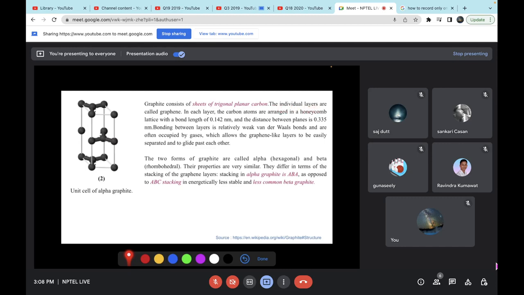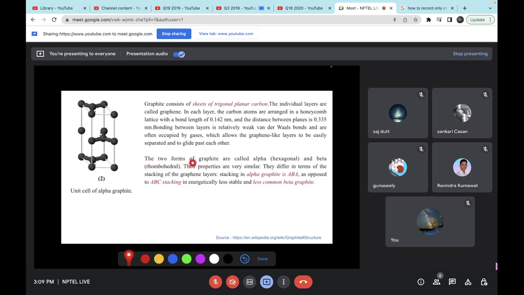The individual layers are called graphene. In each layer, the carbon atoms are arranged in a honeycomb lattice with a bond length of 0.142 nanometer, and the distance between planes is 0.335 nanometer. The bonding between layers is relatively weak. It is a van der Waals bond, and the space is often occupied by gases. This is some extra information.